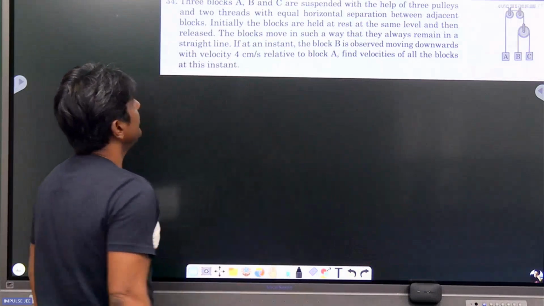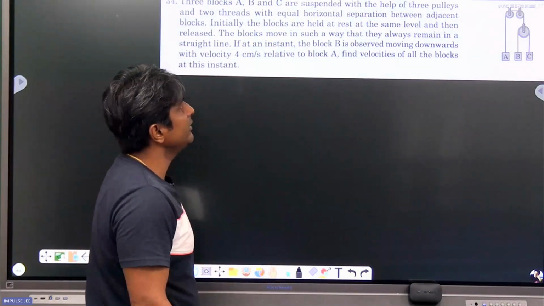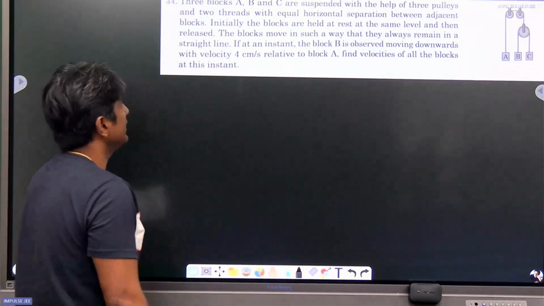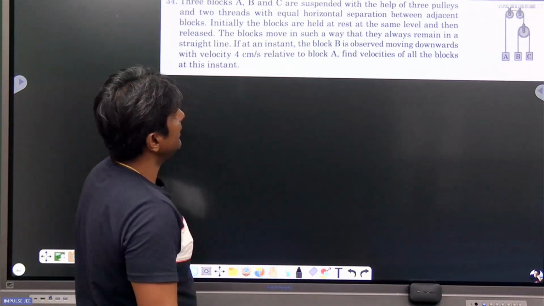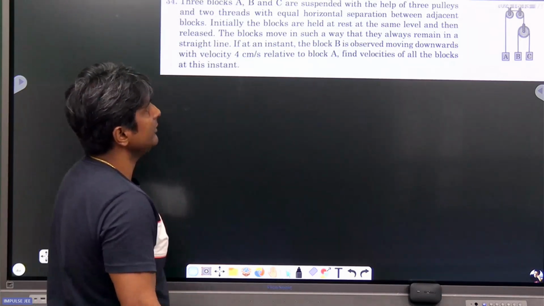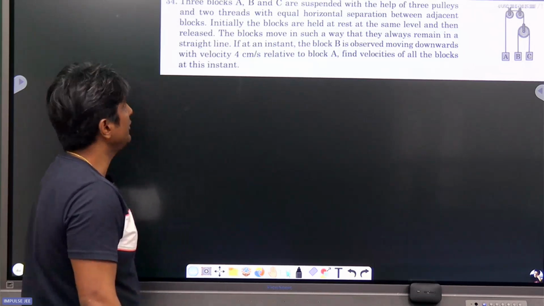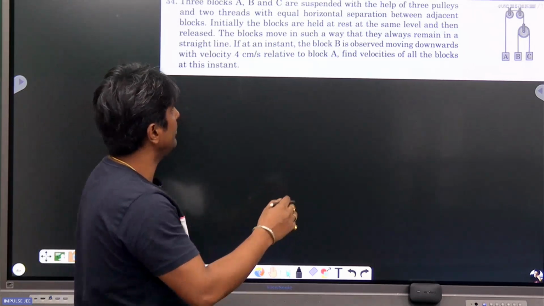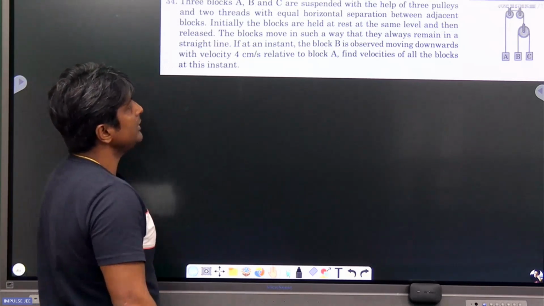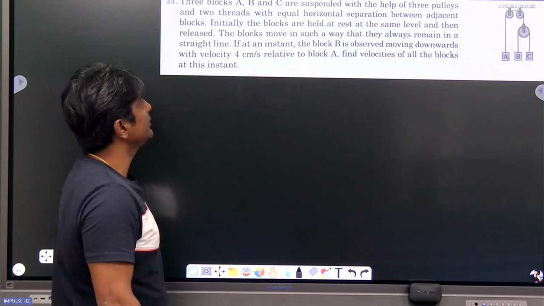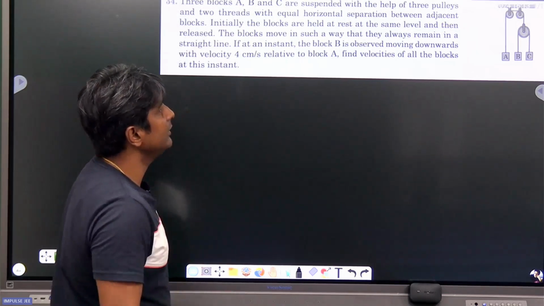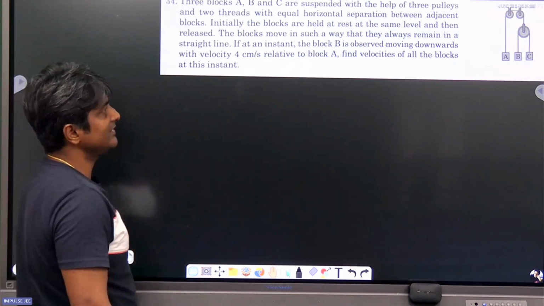Here it's given three blocks A, B and C are suspended with the help of three pulleys, which is given in this diagram, you can all see. Initially the blocks are held at rest at the same level and then released. The blocks move in such a way that they always remain in a straight line. We will understand the meaning of this too. If at any instant the block B is observed moving downward with velocity 4 centimeter per second relative to the block A, then find the velocities of all the blocks at this instant.